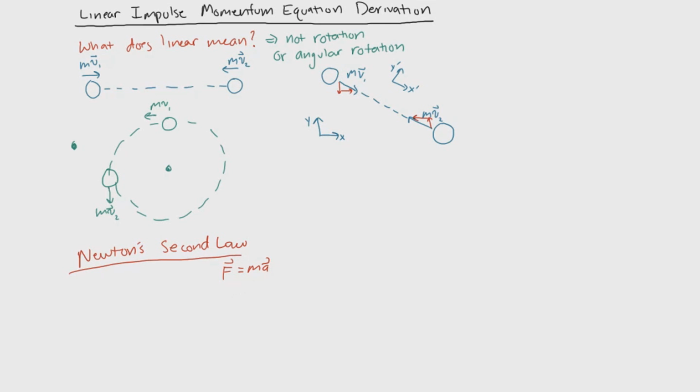So Newton's second law in today's standards is F equals ma. Force is equal to the mass times the acceleration. And what's special about this equation, as most of you might already know, is that this is a second order differential equation. And we can use this second order differential equation to come up with the linear impulse momentum equation.